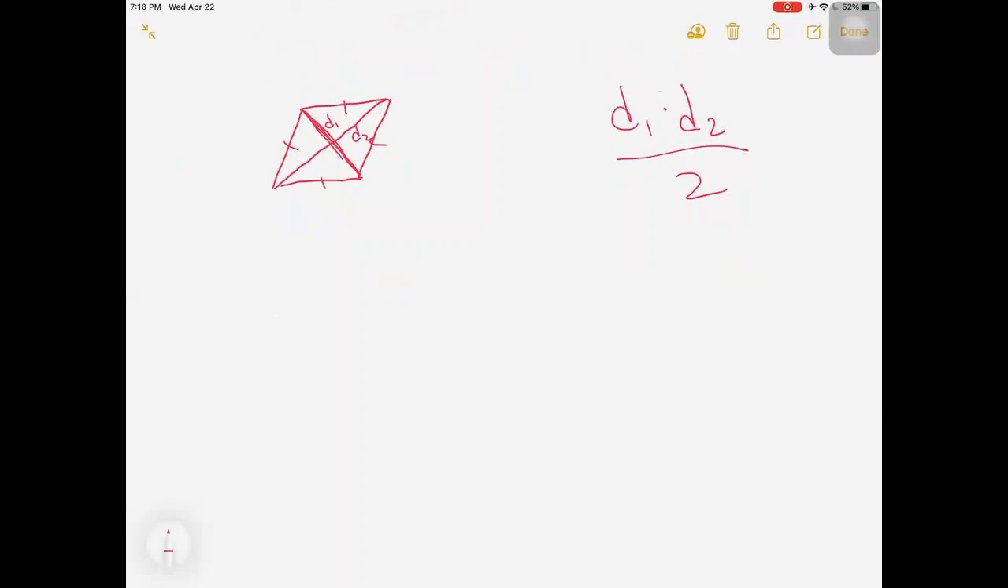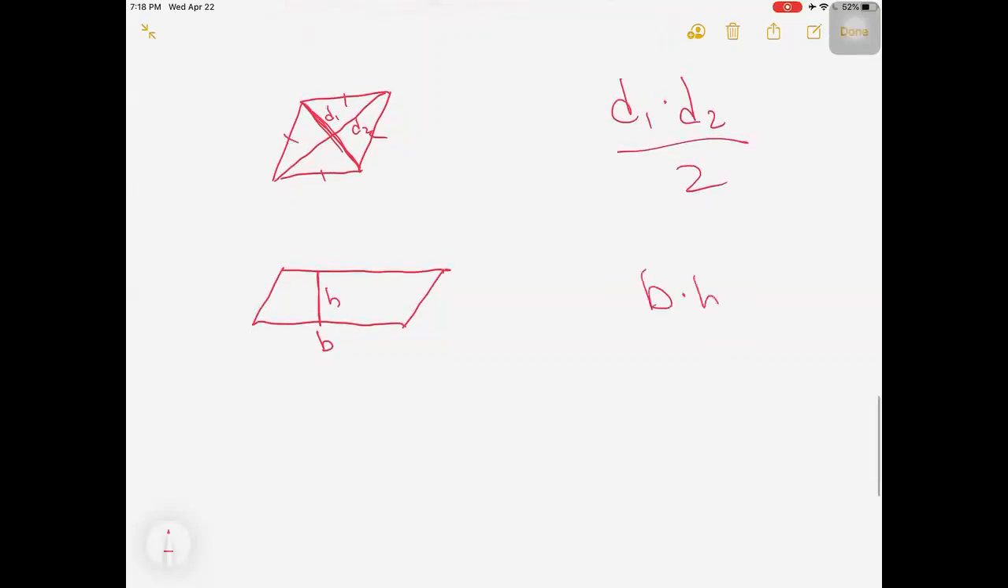For a parallelogram, where the opposite sides are parallel, if this length is b, that would be the base. And the distance between the sides is h. The area of the parallelogram is just b times h.